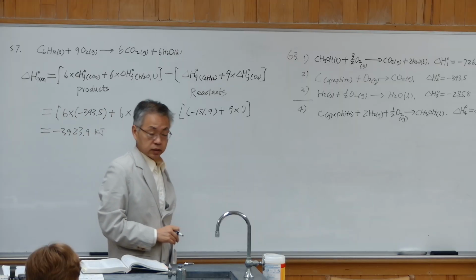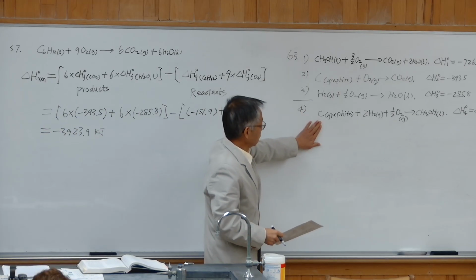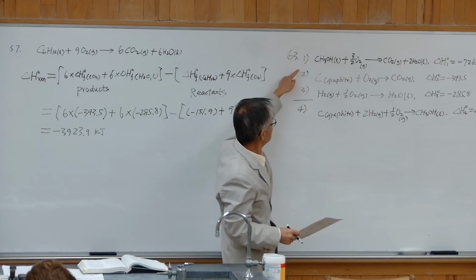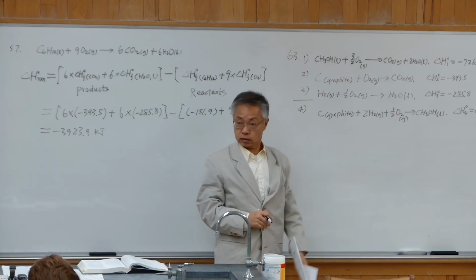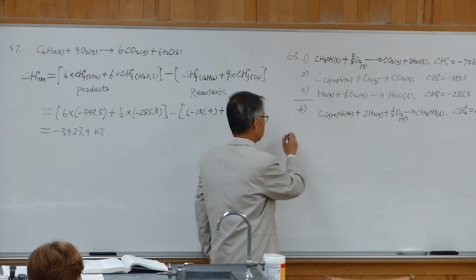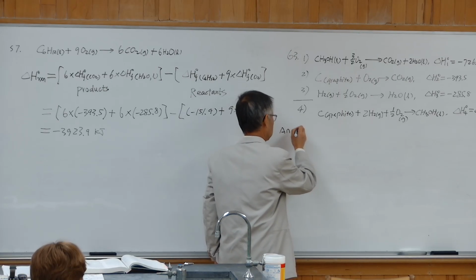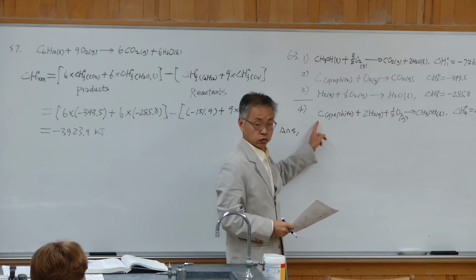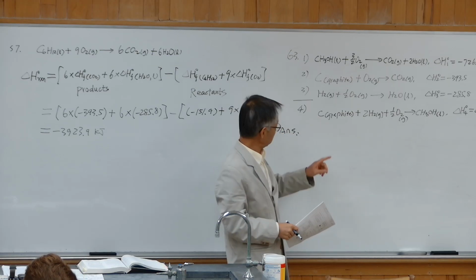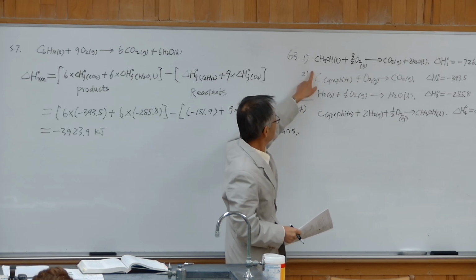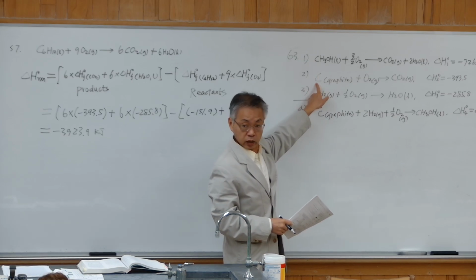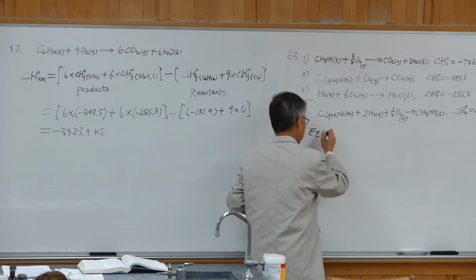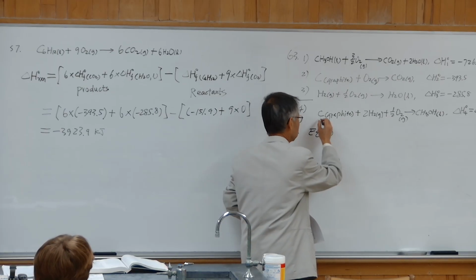The strategy is, how can we build up this equation 4 from equation 1, 2, and 3? Just take a look at what we need in equation 4. So we want one carbon. Then equation 2, we have one carbon there. We get it.